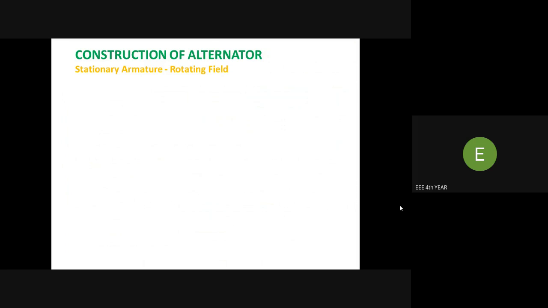So next we discussed about the construction of alternator. The synchronous generator is also named as alternator because it is an electrical machine which converts the mechanical power into electrical power. The electrical power may be an alternating supply, so that's why it is also named as alternator. In the alternator, we discussed only the stationary armature and rotating field system.